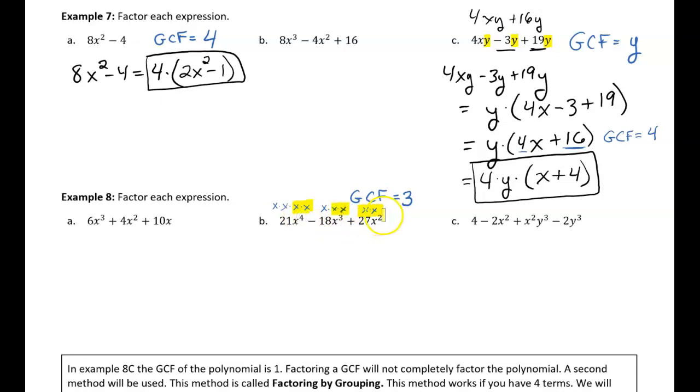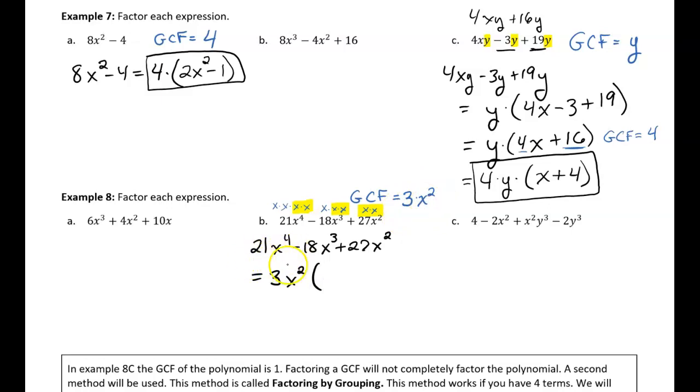So this is the common part. That's what we mean by the common factor. We're going to multiply that 3 with an x squared. They have at least x squared in common. So when I go to factor then, 21x to the fourth minus 18x cubed plus 27x squared, I'm going to factor out the 3x squared, 3 from the numbers, x squared from the variable parts.